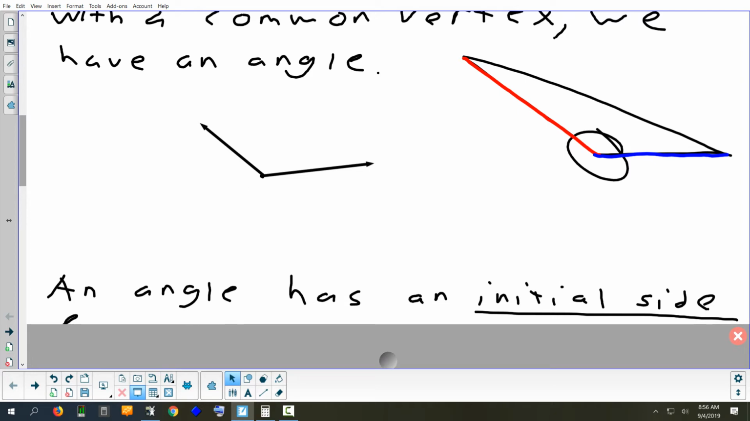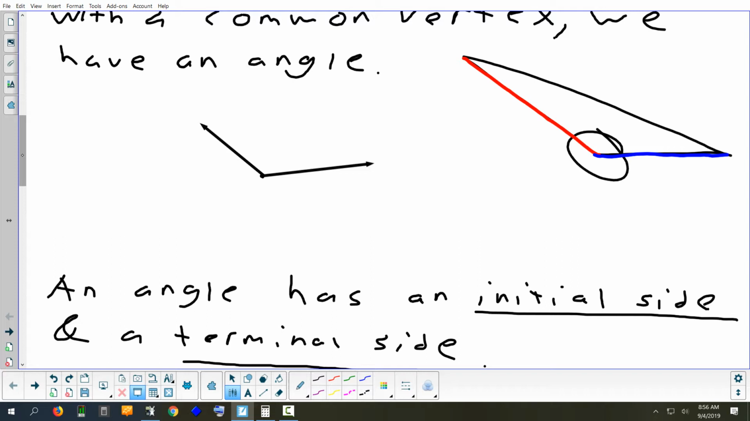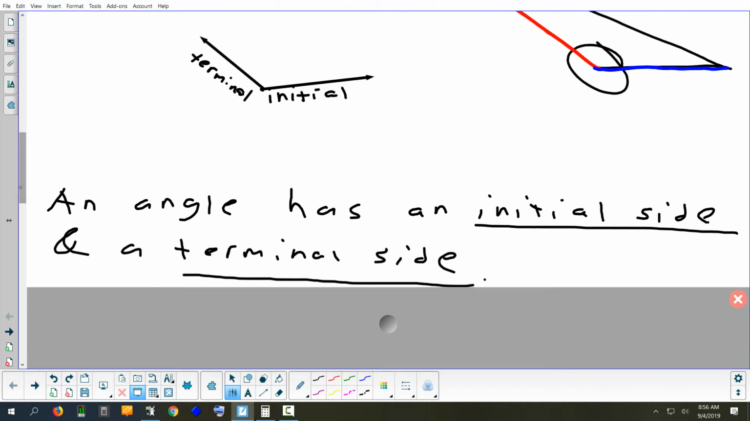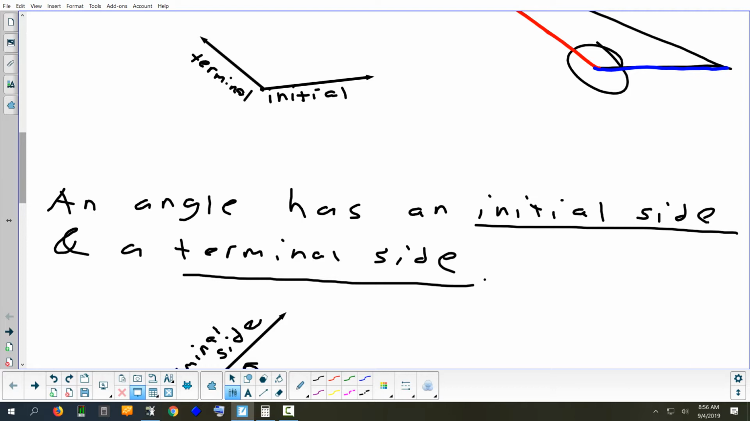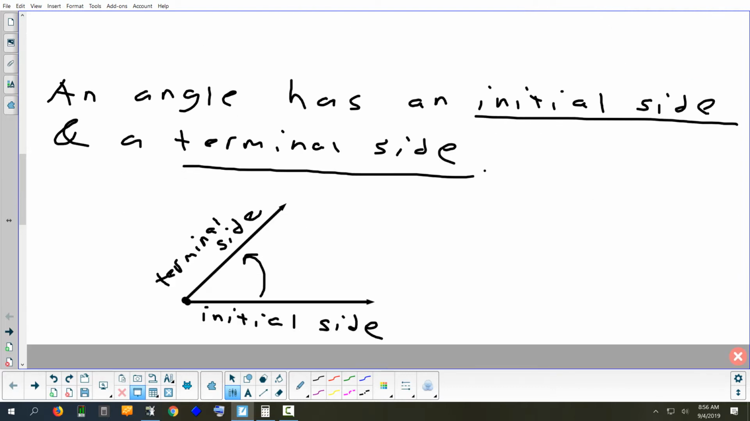So angles have two sides. They have an initial side and a terminal side. In that picture, that's the initial. That's the terminal. Here's another picture, initial, terminal. So how do you figure out which side is initial and which side is terminal? Well, in a minute, we're going to draw the initial side a certain way all the time. So that way there's no question.